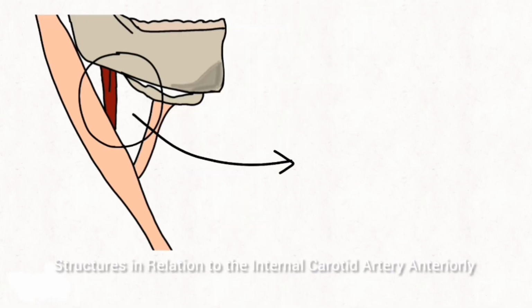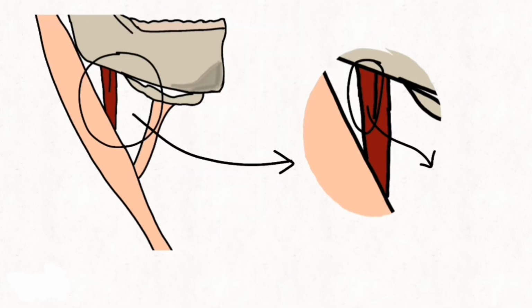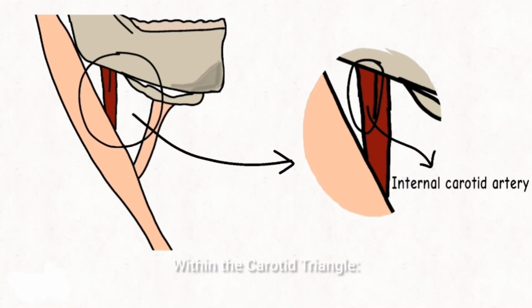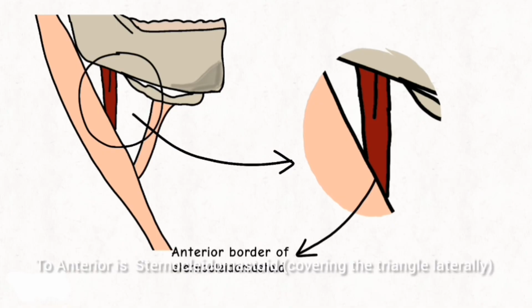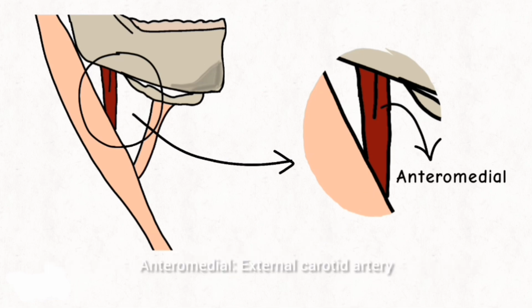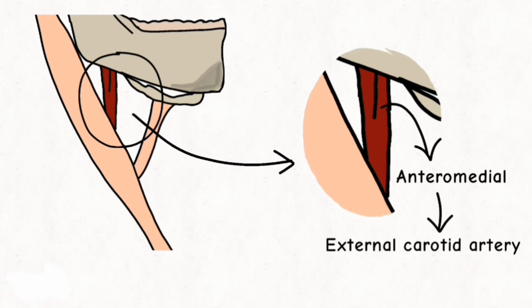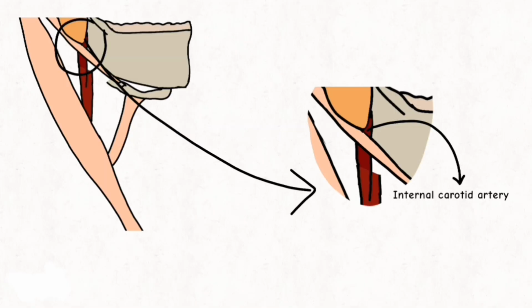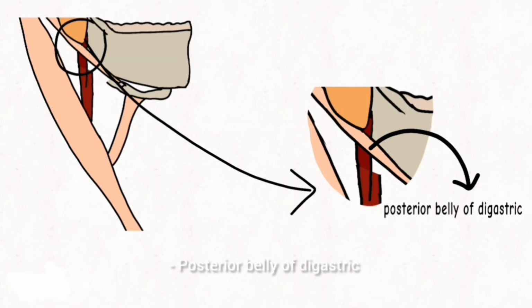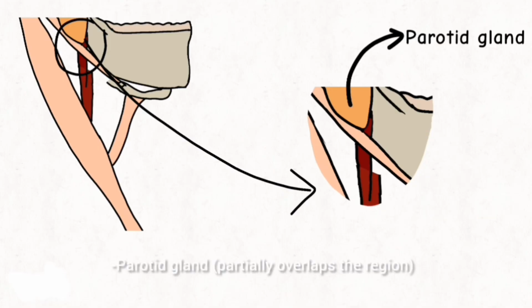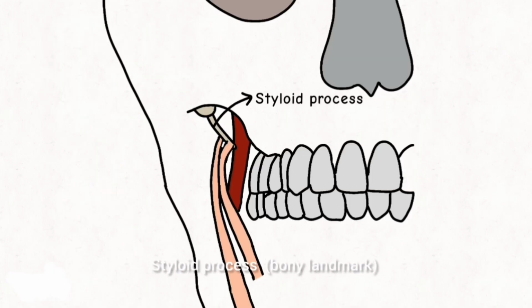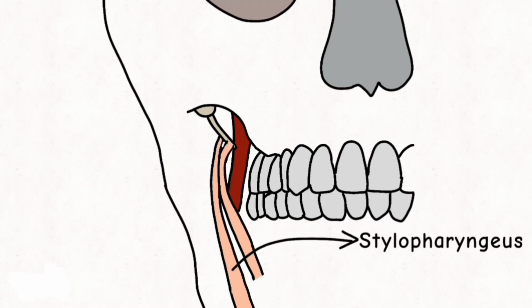Structures in relation to the internal carotid artery anteriorly. Within the carotid triangle, anterior is sternocleidomastoid covering the triangle laterally. Anteromedial, external carotid artery branches out here. Posterior belly of the digastric forms the superior boundary. Parotid gland partially overlaps the region. Styloid process, bony landmark. Muscles attached to the styloid process: stylohyoid, stylopharyngeus.